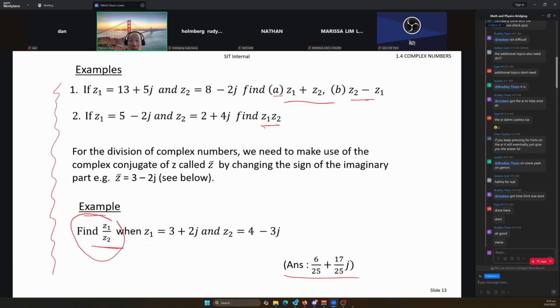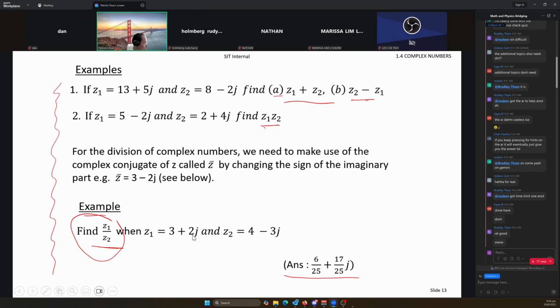And then I've asked you to do this as homework. Number 1: if Z1 is 13 plus 5J and Z2 is 8 minus 2J, find (a) Z1 plus Z2 and (b) subtract Z1 from Z2, so it's Z2 minus Z1. And also number 2, find Z1 times Z2, if Z1 is given by this first expression here, and Z2 is represented by the second expression.